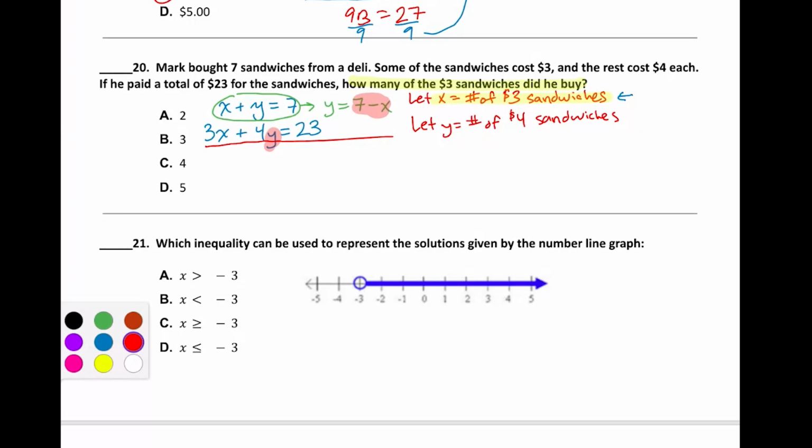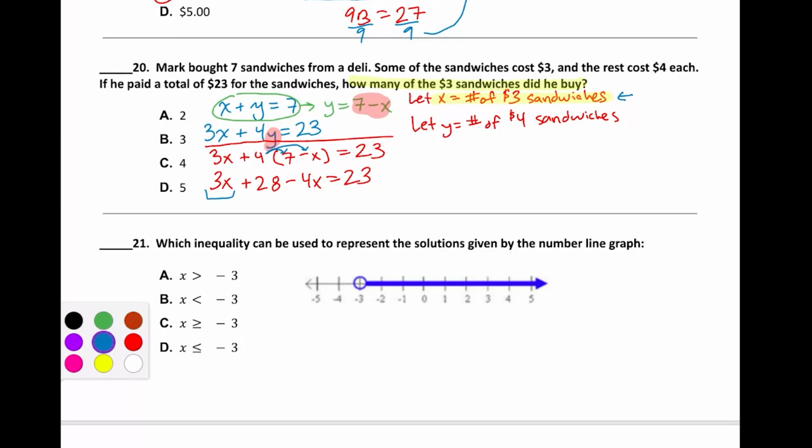With that substitution, we have 3x plus 4 times 7 minus x equals 23. Now at this point, once you get your equation set up, you can just test each answer choice to see which one works. I definitely want to encourage you to do that. I'm going to work this out traditionally, though. I'm going to start with the distributive property. That'll give me 3x plus 28 minus 4x equals 23.